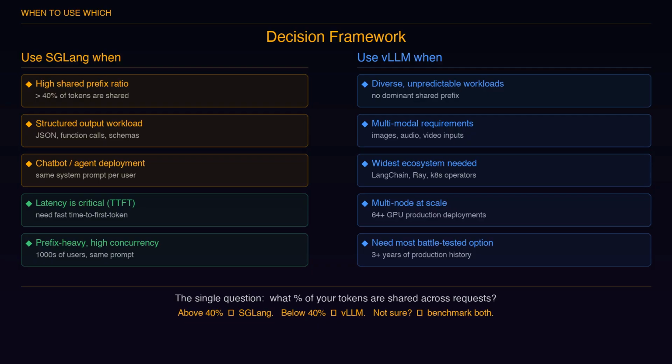The single number that determines your choice: what percentage of your total token budget is shared across requests? Run this analysis on your request logs. Above 40% shared tokens, benchmark SGLang first. Below 40%, VLLM's general-purpose efficiency is hard to beat. When in doubt, both frameworks deploy in under an hour. Benchmark on your actual workload. That number is the only one that matters.